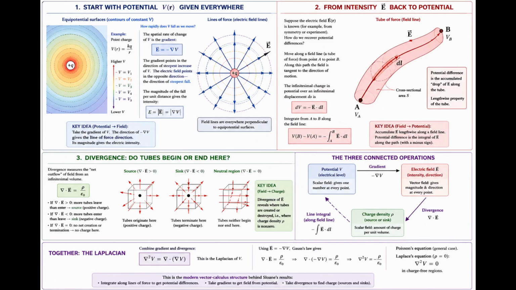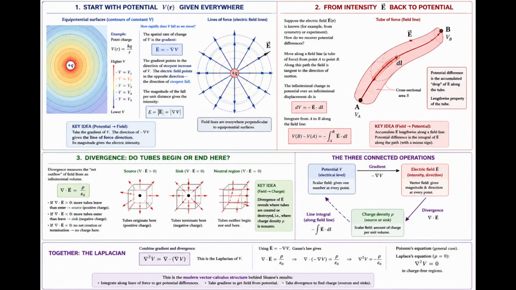This is where Jeans's Poisson and Laplace equations enter naturally. Where there is charge, the curvature of the potential is related to that charge. That is Poisson's equation. Where there is no charge, there can be electric intensity and lines of force passing through, but there can be no local creation or destruction of the tubes. There, the potential obeys Laplace's equation.